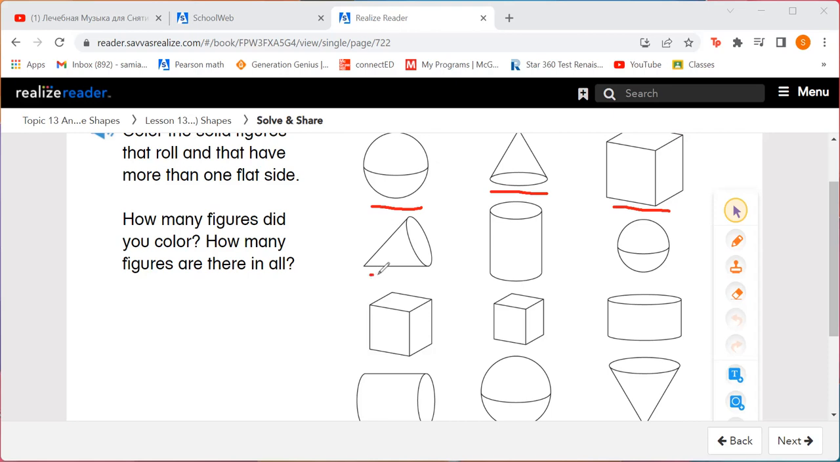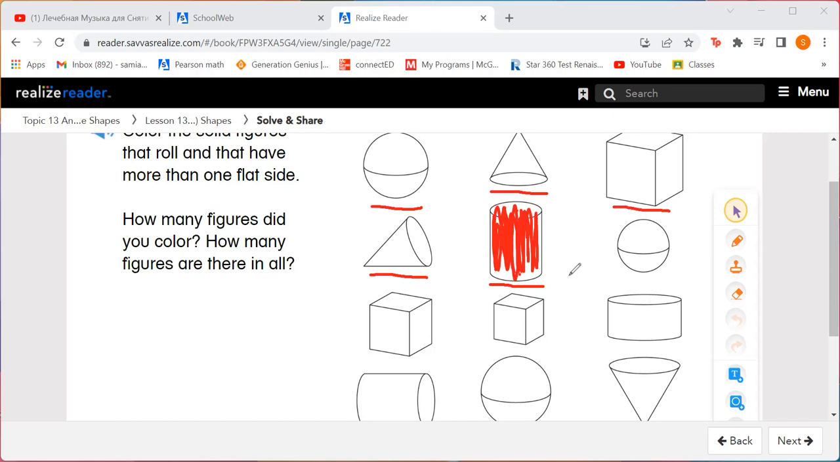All right, we have another cone here. It's on its side. Does that make a difference? It rolls, but it only has one side. So it's the same as the first cone we saw. All right, now let's look at this object. This is a cylinder. Does it roll? Yes, it does. Does it have more than one flat side? Yes, it has one flat side on the top and it has a flat side on the bottom. So we are going to color it in.